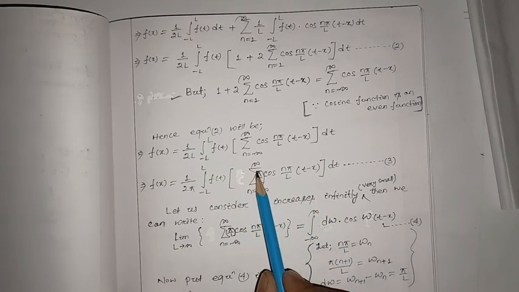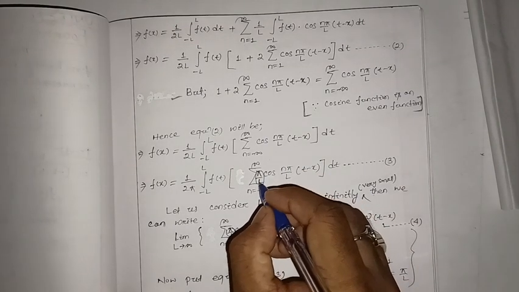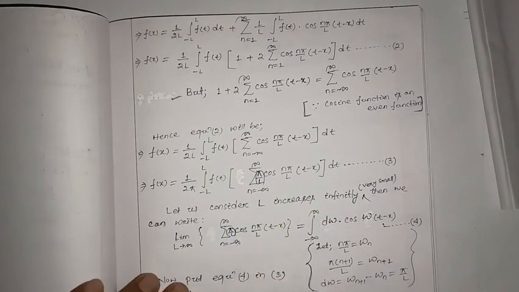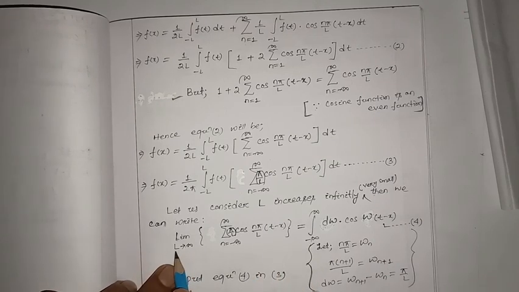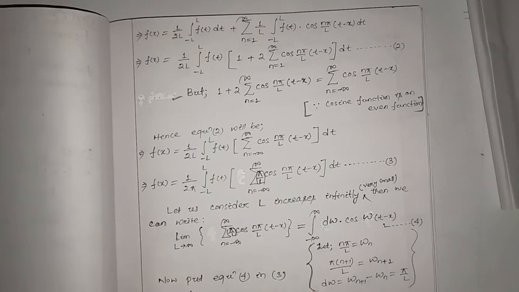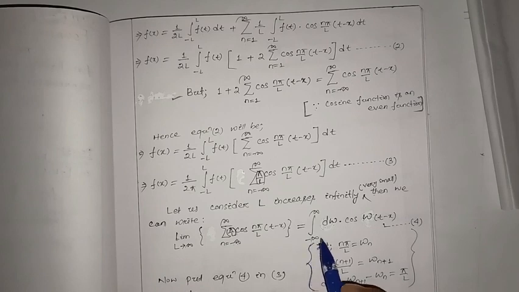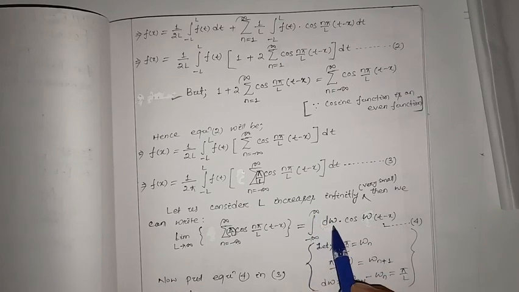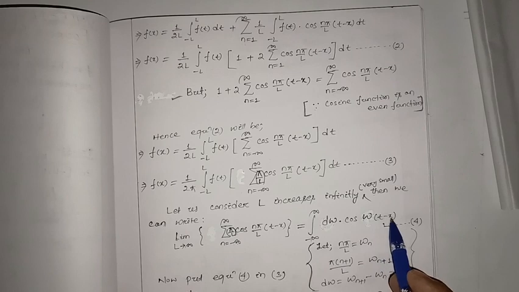So that means inside the summation, L should be there. So this is your pi by L, and here I have written pi by L. So if L tends to infinity, the summation over n equal to minus infinity to plus infinity of pi by L into cos n pi by L into (t minus x) can be written as the integral from minus infinity to plus infinity of d omega cos omega (t minus x). Let this be your equation number 4.